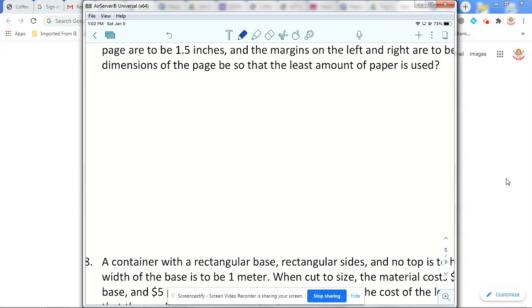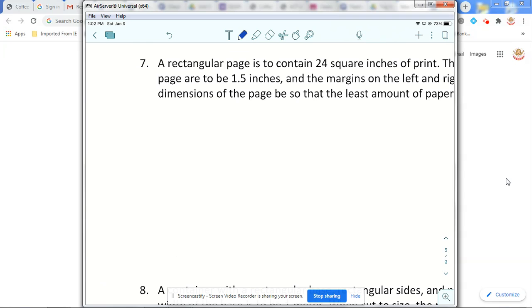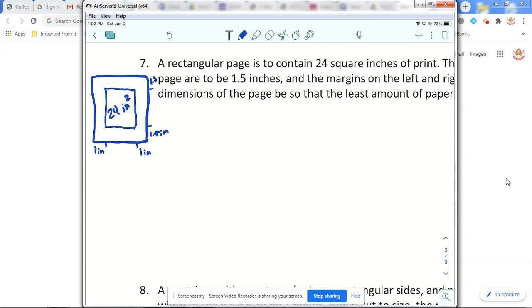Okay, so let's just do a diagram real quick. So this is the whole page, and then this is the printed stuff. And the printed stuff needs to fill in 24 square inches. All right, I also know that on the left and right, I have 1 inch margins. And on the top and bottom, I have 1.5 inch margins. Okay, and then I'll call this length X and this length Y.